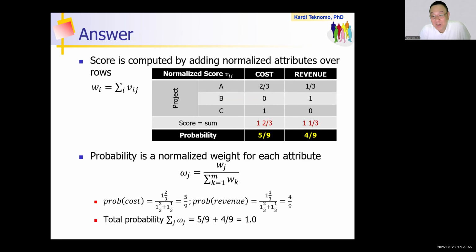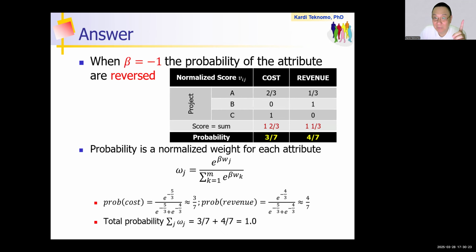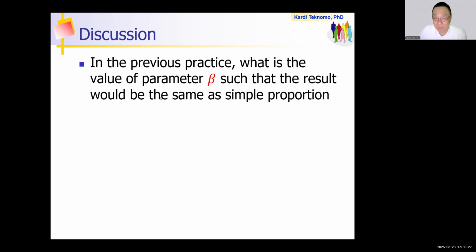How much is the value of beta so that I can get this back? Oh, beta -1, yes. But okay, that's good. So how about the next discussion? What is the value of beta so that the result will be the same as the simple proportion? You can keep changing that, or what is the better way instead of doing it manually? Any idea? You can use Logarithm, Goal Seek, or you can use Solver.